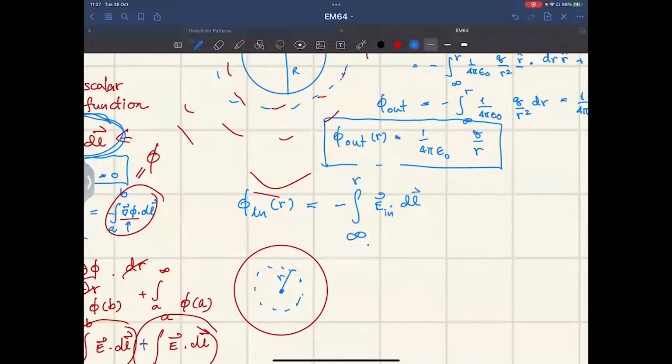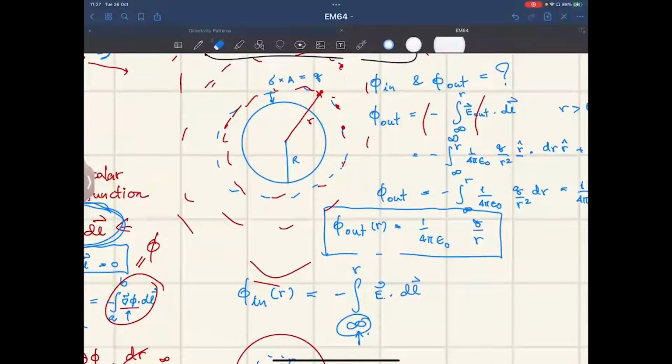Can we do that? No, we cannot do that because our integration is coming from infinity. So we cannot just use E inside, because coming from infinity inside, it has to go through what? This one first, and then inside. So there are two steps here. The first step is from infinity to R here, and the other step is from R here on the surface, coming inside. Okay, there are two steps.